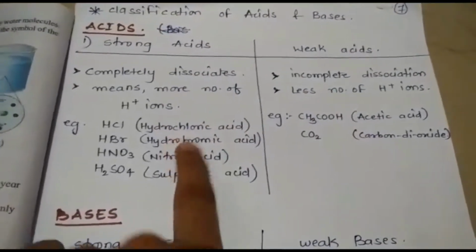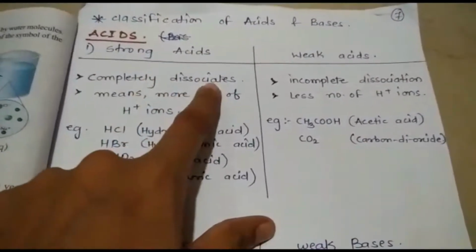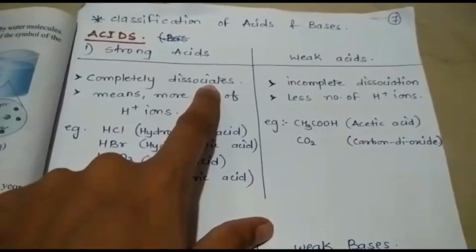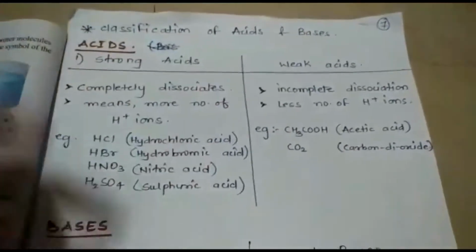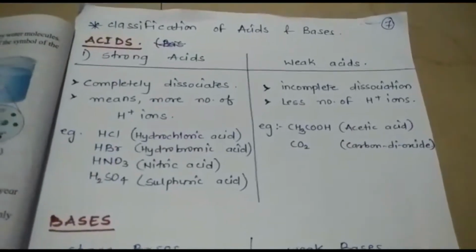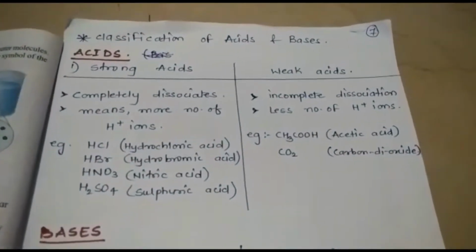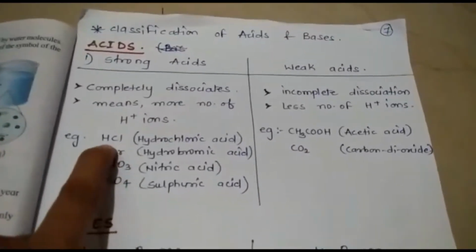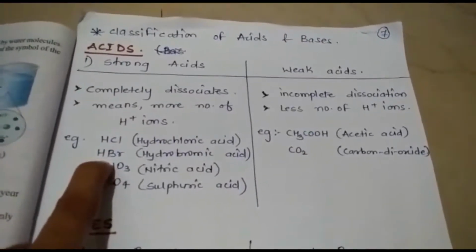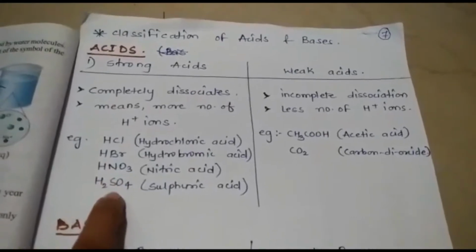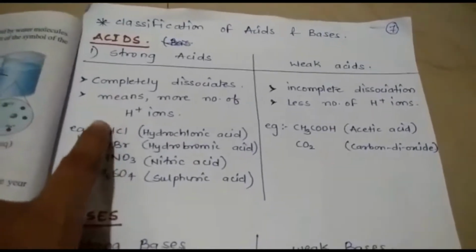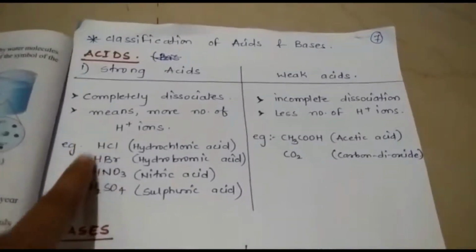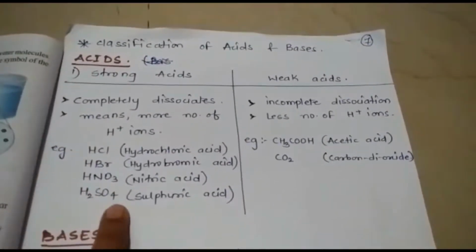Strong acid means it completely dissociates. It means when a strong acid is dissolved in water, we get a more number of H plus ions. Examples of strong acid are hydrochloric acid, hydrobromic acid, nitric acid and sulfuric acid. You have to keep this in your mind, because in fill-ups they might ask you questions like these.